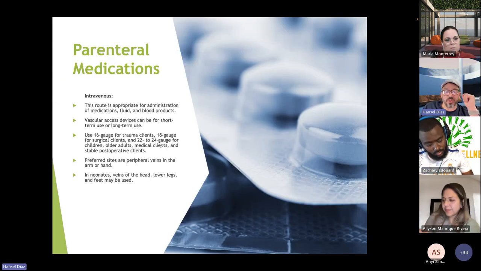Parenteral, intravenous. Anything that you're giving a patient intravenous is going to require what?